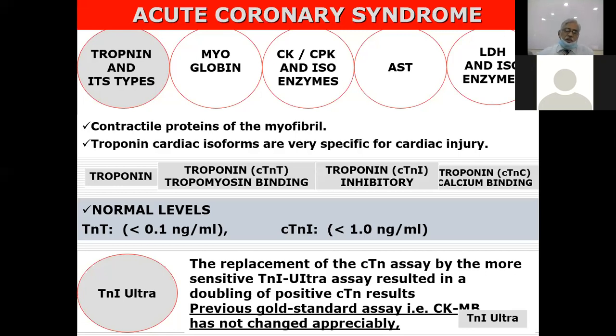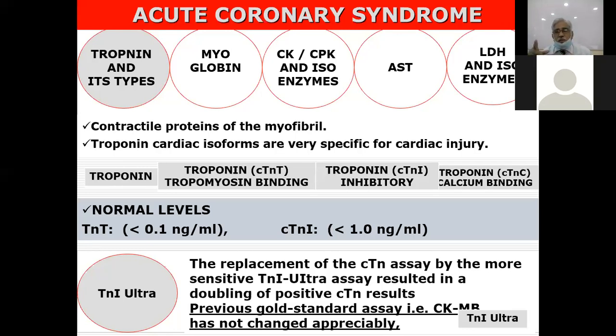So if you take a graph, you can find that it comes early and goes late, which means the zone is wide. Sensitive means it can pick up the disease at a very low concentration. Specific means both are specific for myocardial damage. Troponin calcium binding is not.